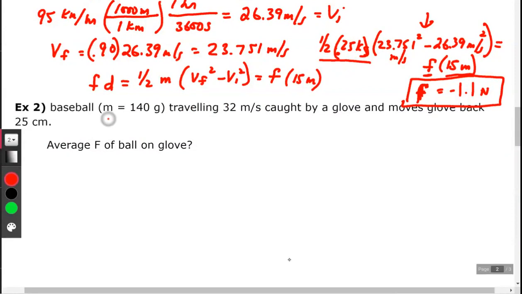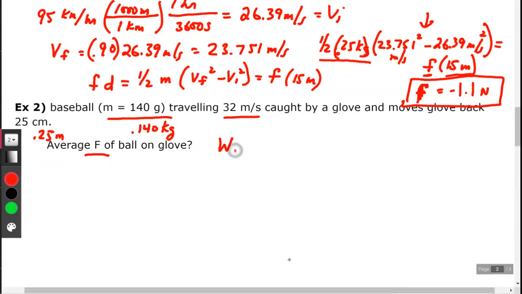traveling a baseball with this mass, we're going to change that to 0.140 kg because grams is not a standard unit. It's going at this speed and it's caught by a glove which moves backwards. We're going to change that to 0.25 meters to give it a standard unit. What is the average force? Well, what's the concept? Now the glove does work on the ball to stop it. It, of course, with no surprise, it's going to be negative work.